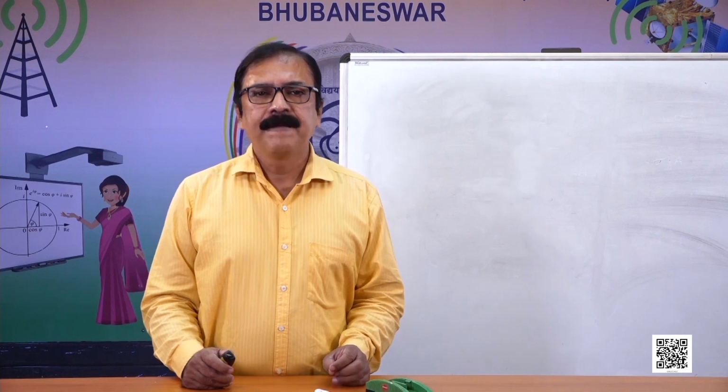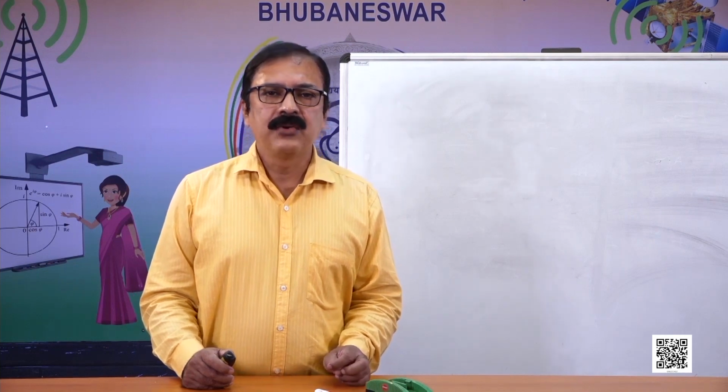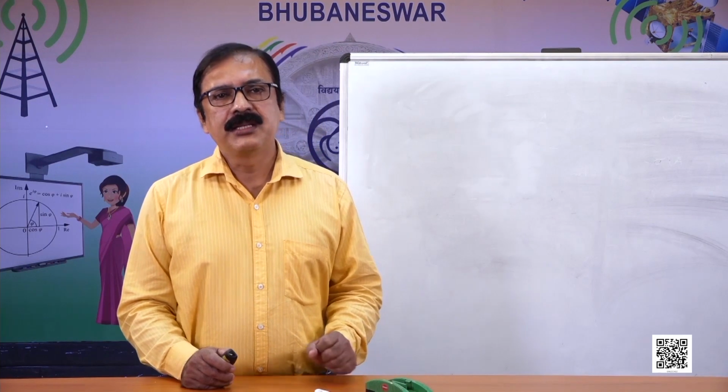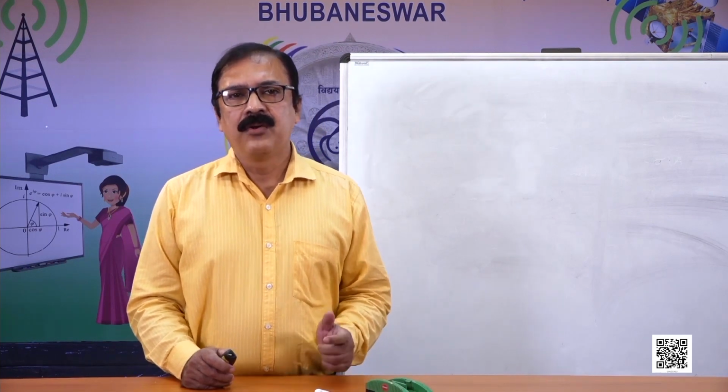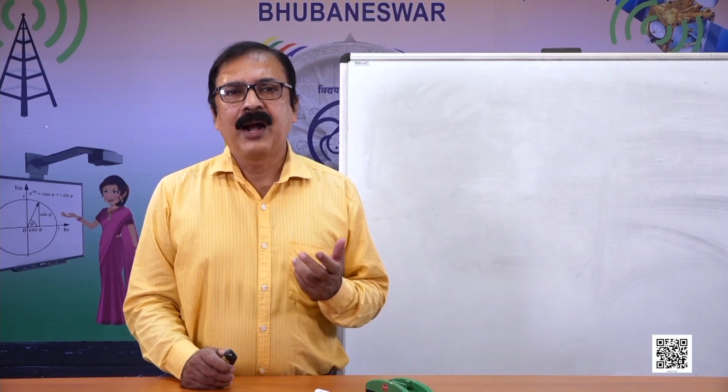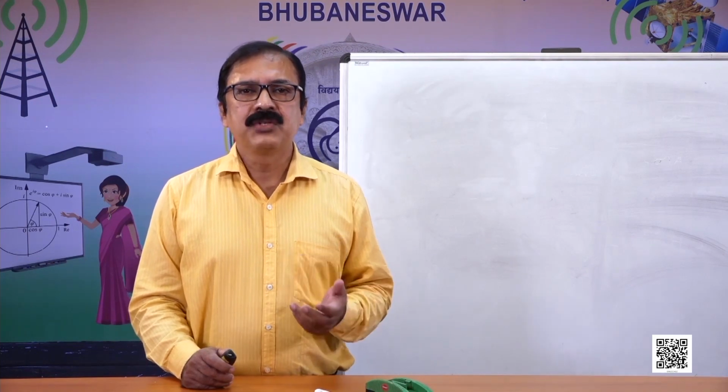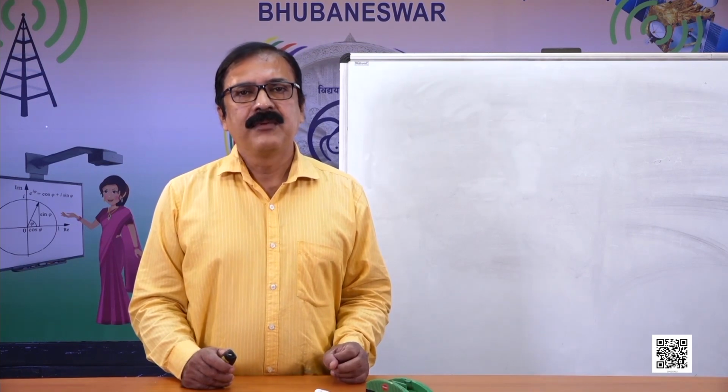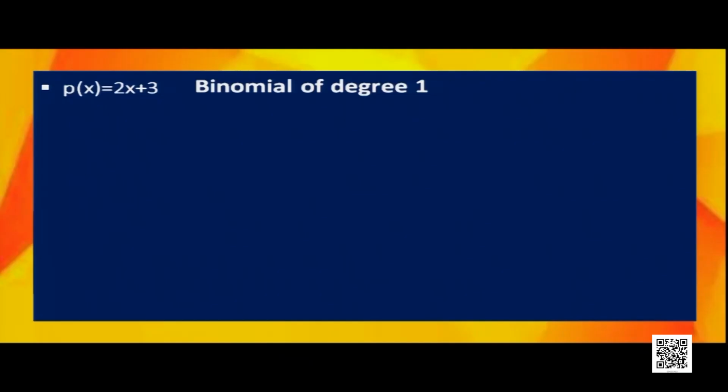Next, we see that p(x) is equal to 2x plus 3. This is another polynomial. What is the degree of this polynomial? The degree is 1, because the power of x is not given, which means its power is 1. And so it is called a linear polynomial. Why it is called a linear polynomial will be discussed later.